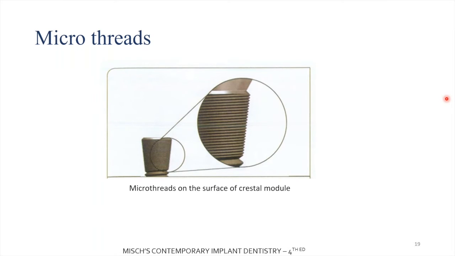Microthreads. These are small grooves that are placed on the crestal module to improve the surface area of the bone implant interface near the crest. They help in maintaining the crestal bone height by dissipating the occlusal loads.